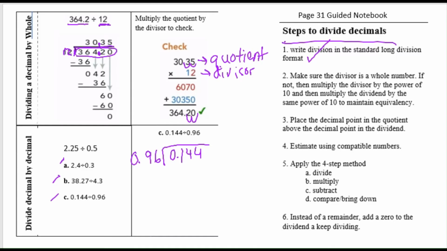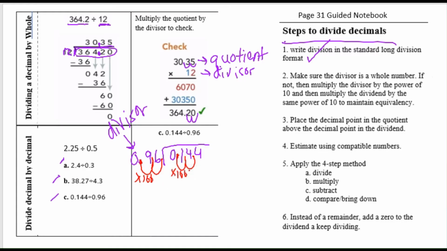Make sure your divisor, so this is our divisor right here, is a whole number. If not, multiply by the power of 10. So to make your divisor a whole number, we then want to multiply the dividend by the same power of 10. So in order to make 96 hundredths a whole number, I need to move the decimal point 2 times to the right, which is like multiplying by 100. So since I multiply my divisor by 100, I need to multiply my dividend by the same number, which is 100. Moving my decimal 2 times to the right is multiplying by 100.